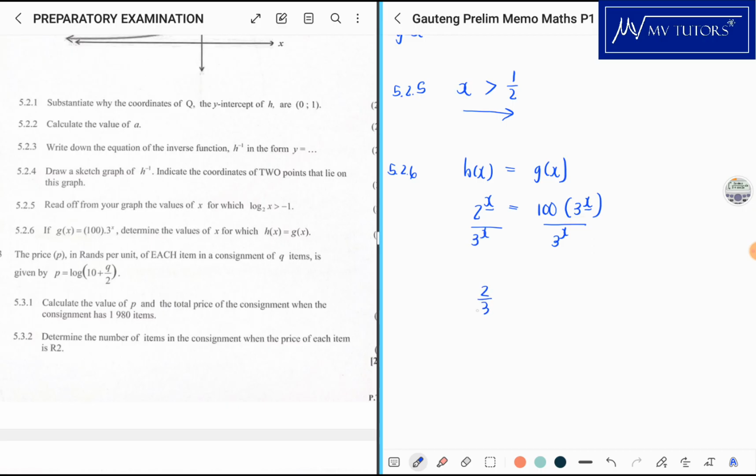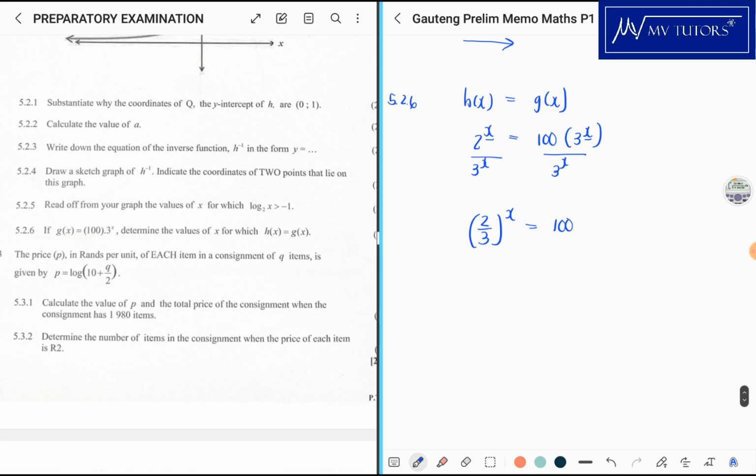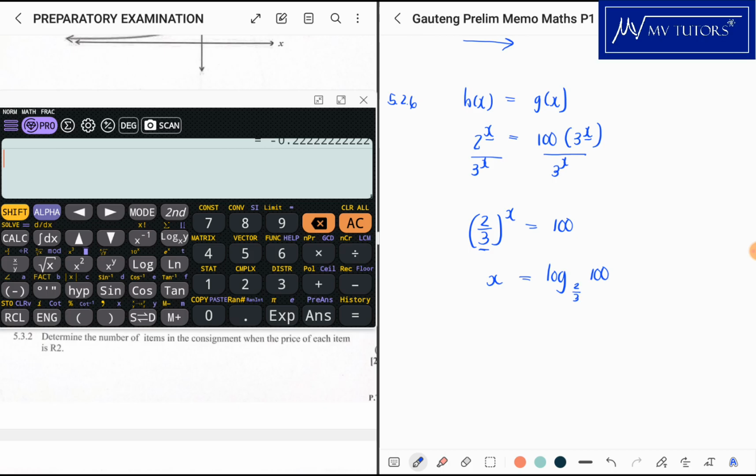And basically I have 2 over 3 to the power x is equal to 100. Now I need to solve for x. So x is equal to log, I have a base of 2 over 3, of 100. So basically log 100 base 2 over 3. And I'm just going to use my calculator there. So log base 2 over 3, and we have 100 over there. So we have negative 11,36.